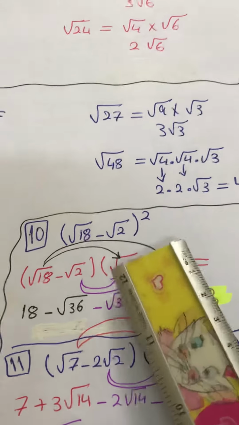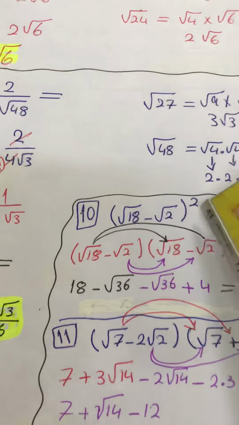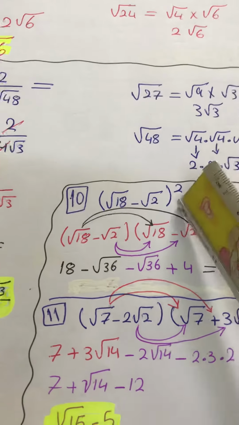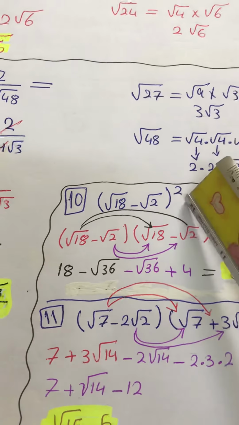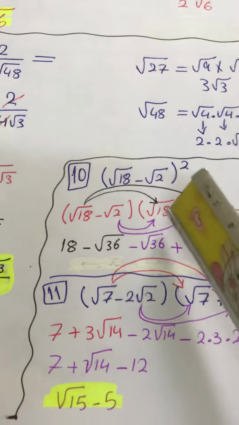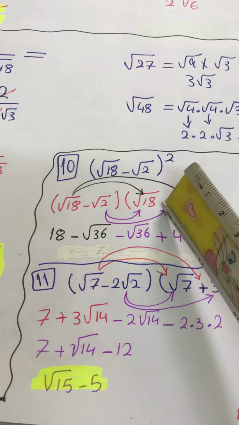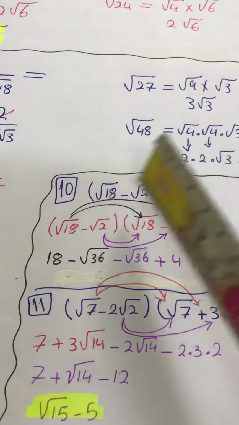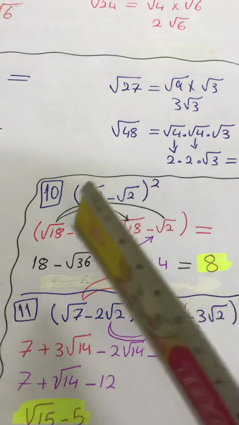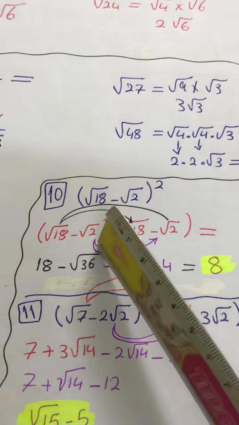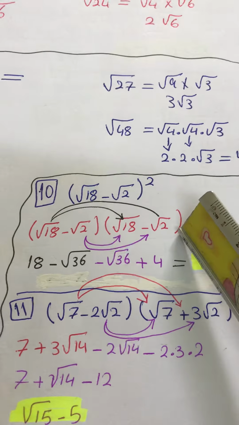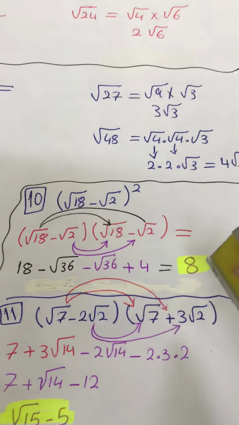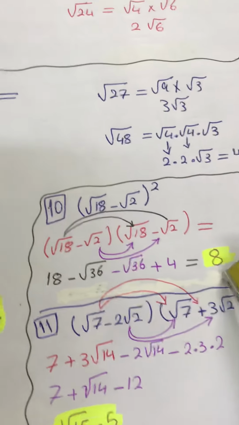In case of question 10, this is the idea: to expand and simplify. I have a brackets power 2. That's to say the brackets multiply by itself. You can take the square root of 18 distributed by all the second brackets, then negative square root of 2 distributed by all the brackets, and collect the like numbers together like this. You will get the answer 8.